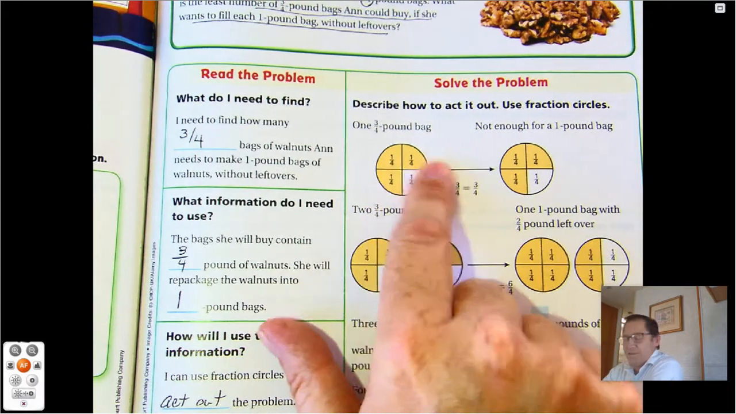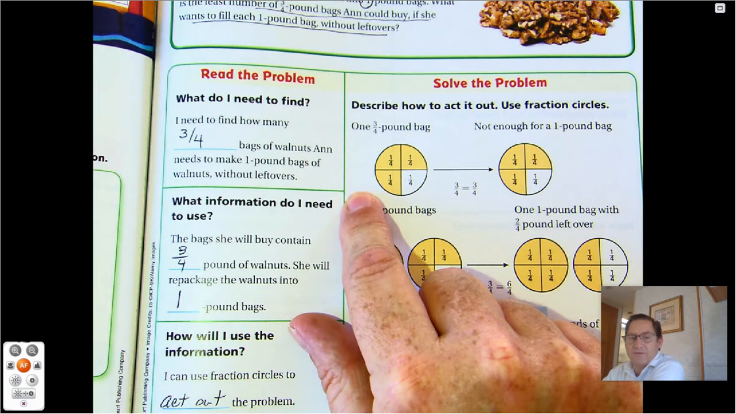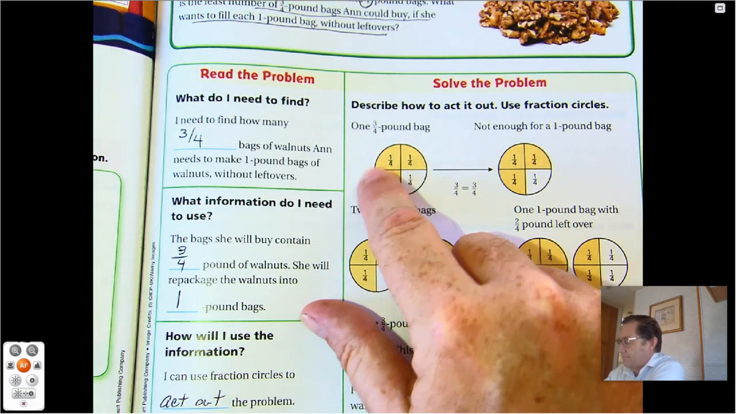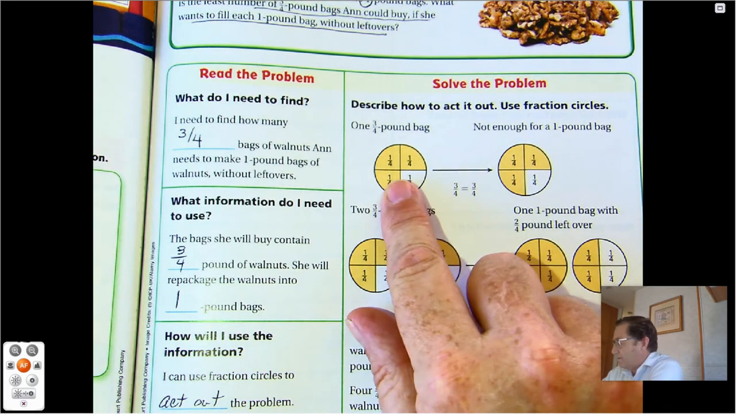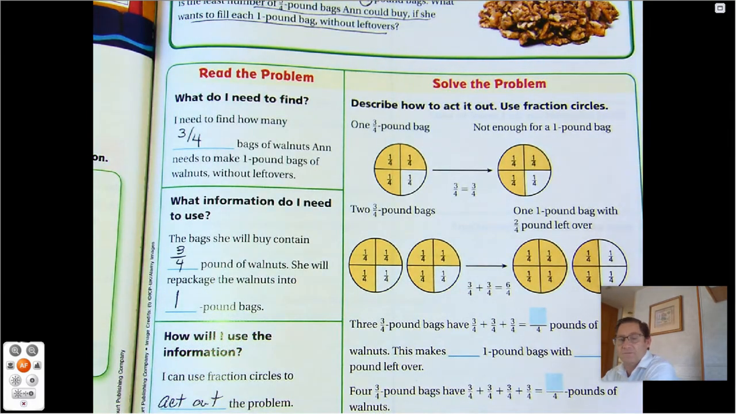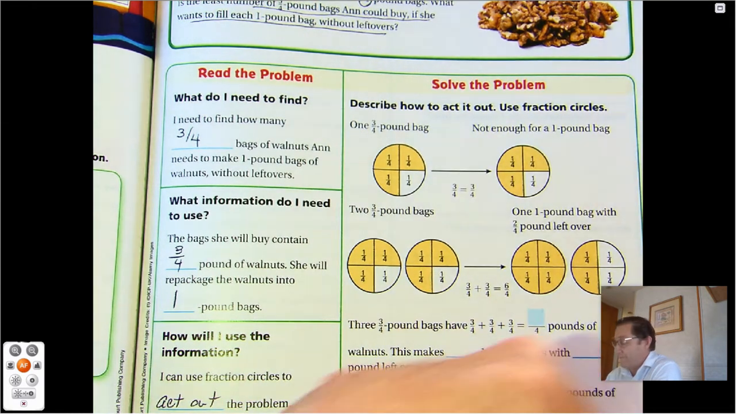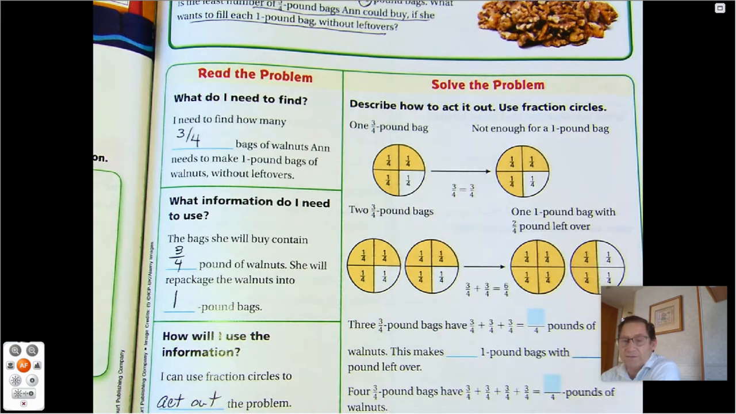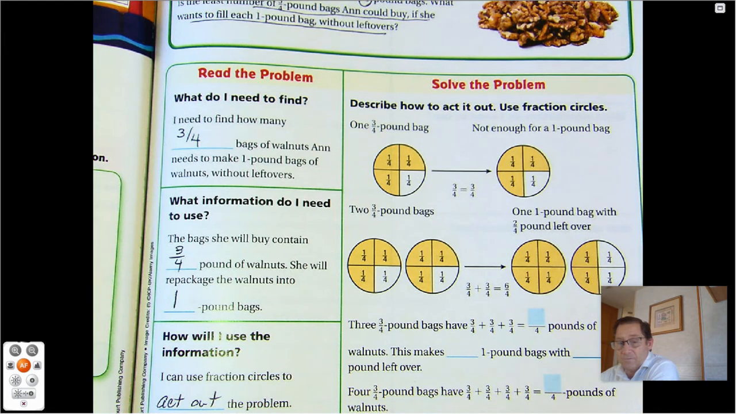So if I have one circle and we have 3/4, that represents the bag of walnuts that the store sells. Well, if I pour that into her 1 pound bag, I still only have 3/4 pound, right? I didn't add anything to it. I didn't take anything away from it. So 3/4 is still 3/4. Well, I don't have a 1 pound bag yet. So I've got to go buy another bag, another 3/4 bag.